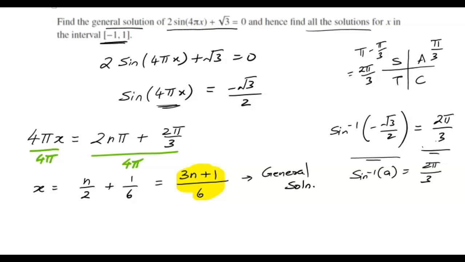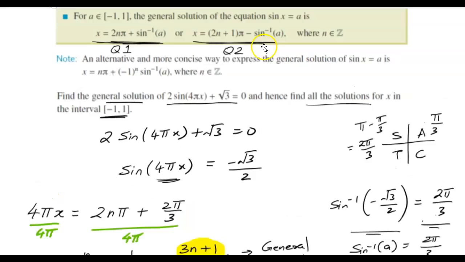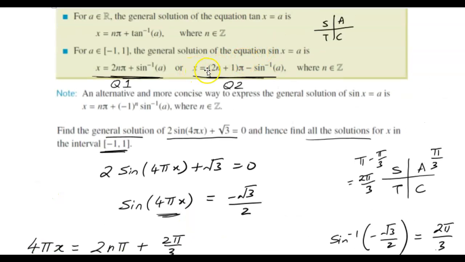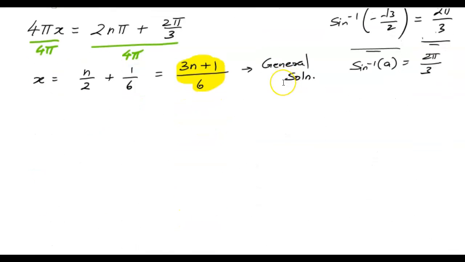Right, now we do also have to take into account the second equation that we have on the top, right? The second equation is x is equal to (2n plus 1) times pi, take away sine inverse of the answer, right? So which means I've got to write an equation for this particular setting too. So which means 4n pi is equal to (2n plus 1) pi, take away the sine inverse of the answer, which we know is equal to 2 pi on 3, right?